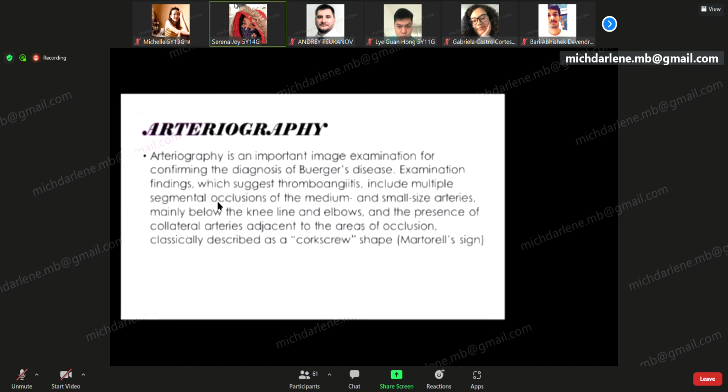Arteriography is an important imaging examination for confirming the diagnosis of Buerger disease. Findings which suggest thromboangiitis include multiple segmental occlusions of medium and small size arteries, mainly below the knee and elbows, and the presence of collateral arteries adjacent to the areas of occlusion, classically described as a corkscrew shape, Martorell's sign.